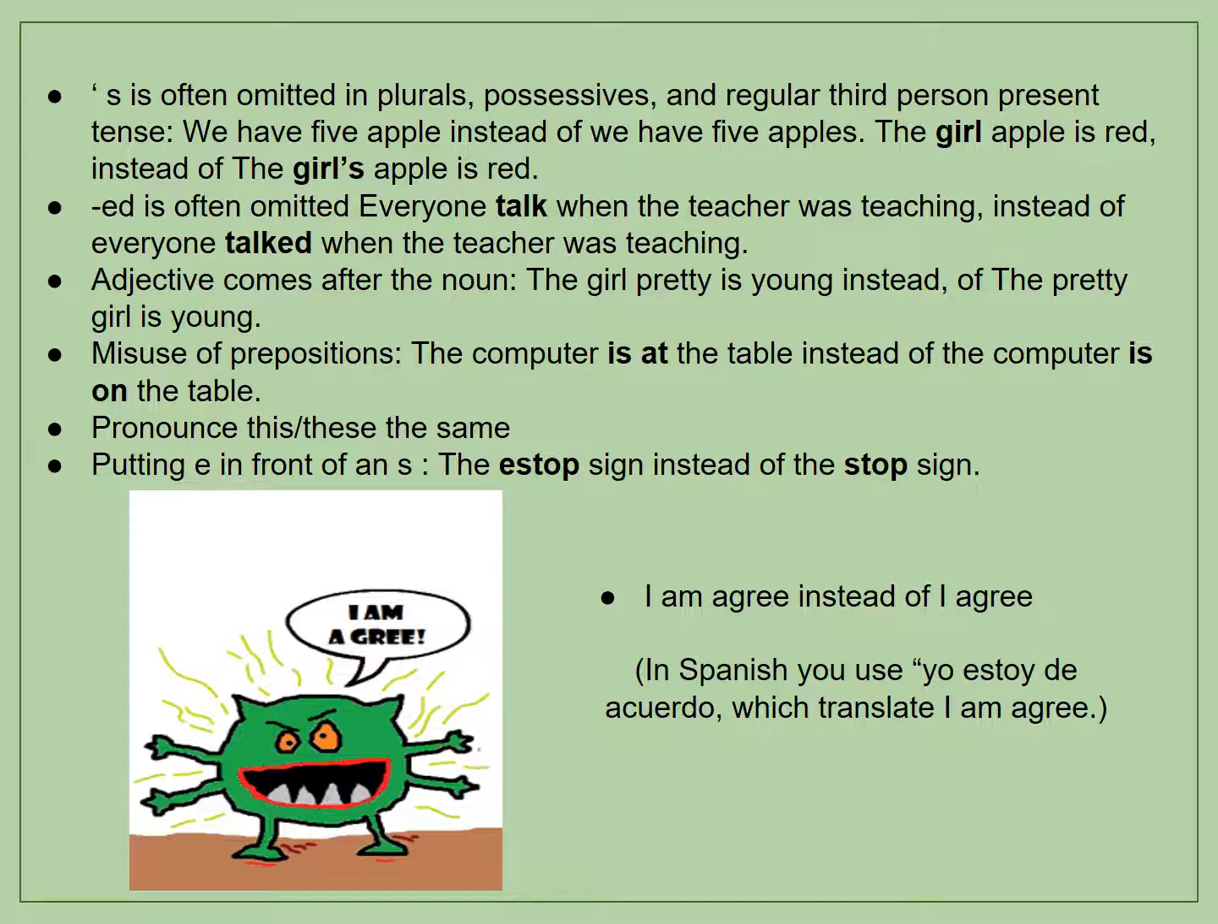My final common mistake for a Spanish speaker learning English would be, I am agree instead of I agree. In English, agree is a verb. In Spanish, agree is an adjective. We say in English, I agree with you. Some of my Spanish friends say, I am agree.